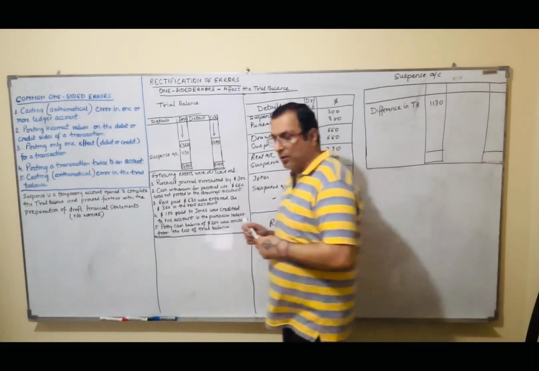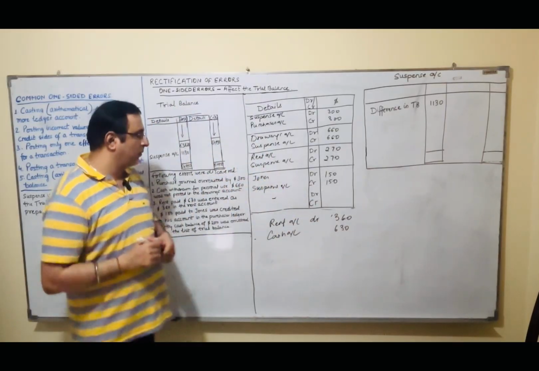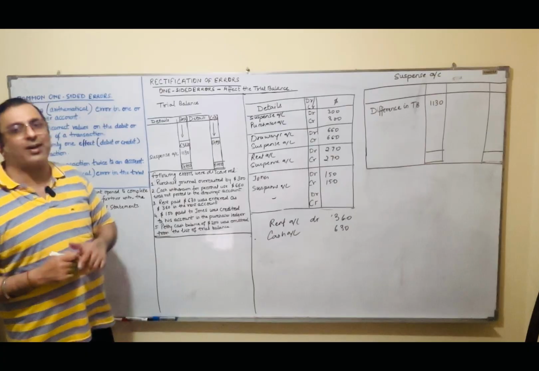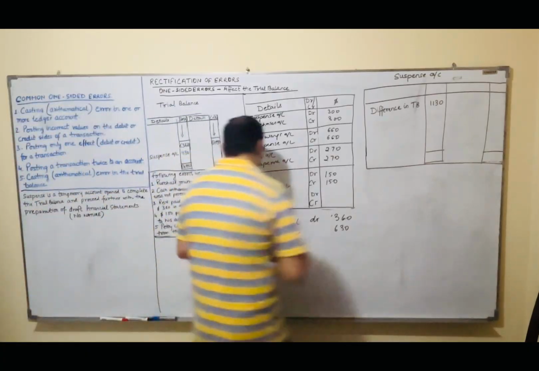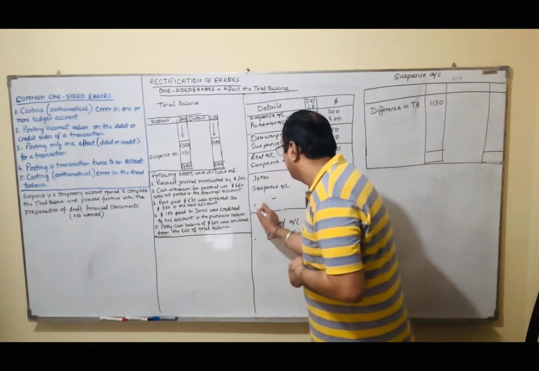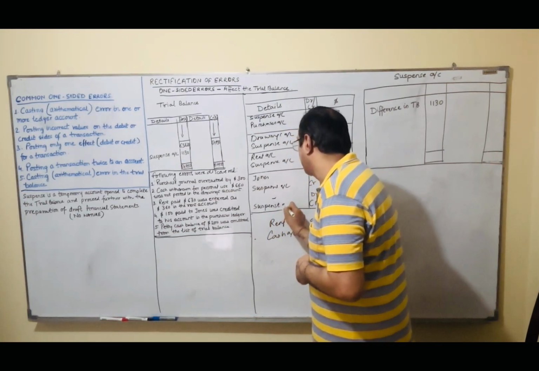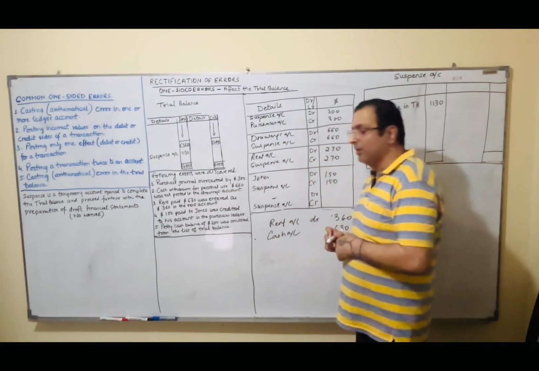Let me know. Okay, I will leave it for you. Tell me, what will I do here? Yeah, okay. Good answer by Anita. I will write here suspense account. Why? Because it was omitted.